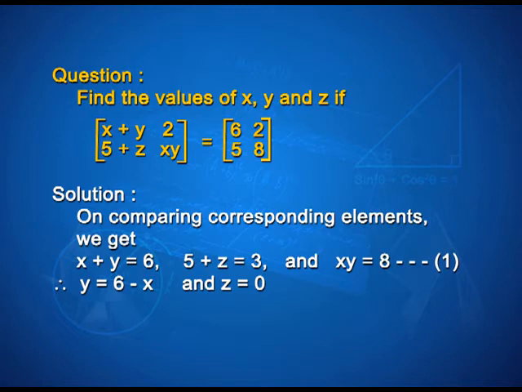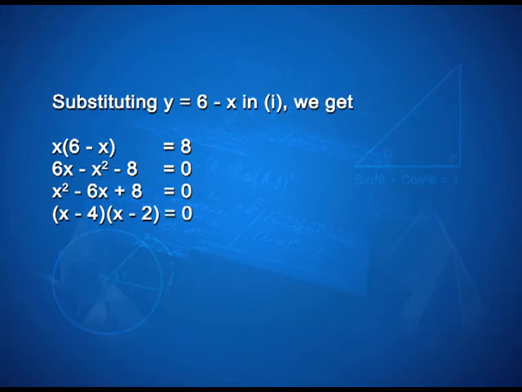Therefore, from the first equation we get y is equal to 6 minus x. From the second equation, the value of z is 0. Substituting y is equal to 6 minus x in the first equation, we get x into 6 minus x is equal to 8. That gives a quadratic: 6x minus x square minus 8 is equal to 0. Arranging in standard form, x square minus 6x plus 8 is equal to 0.